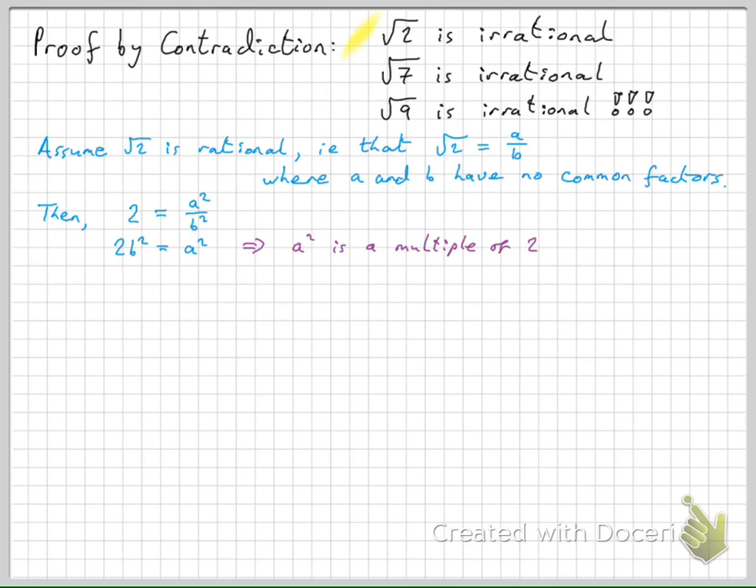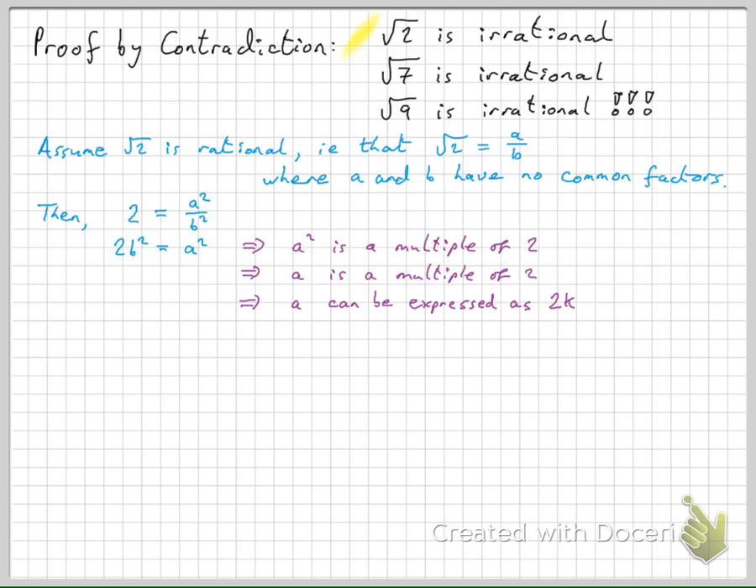Well, if a squared is a multiple of 2, think of all the square numbers that are multiples of 2, and you'll probably spot that, therefore, the square root of that, a, is also a multiple of 2. Well, if a is a multiple of 2, then a can be written or expressed as 2 times something else, let's say 2k.